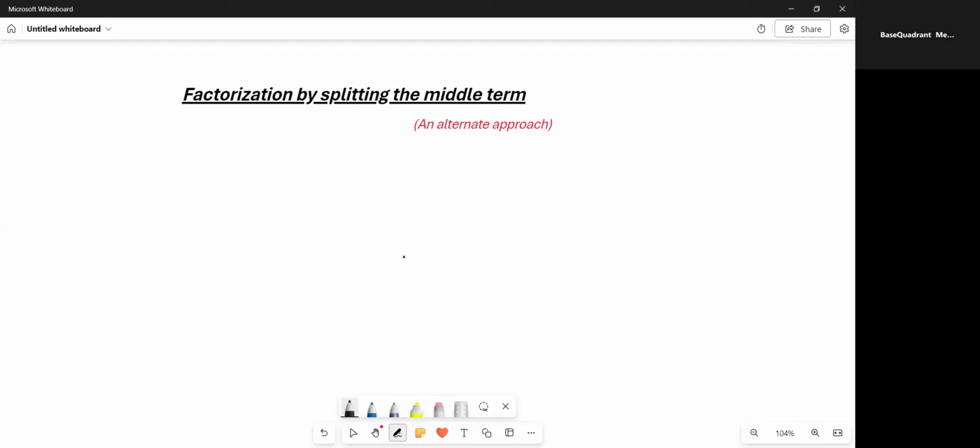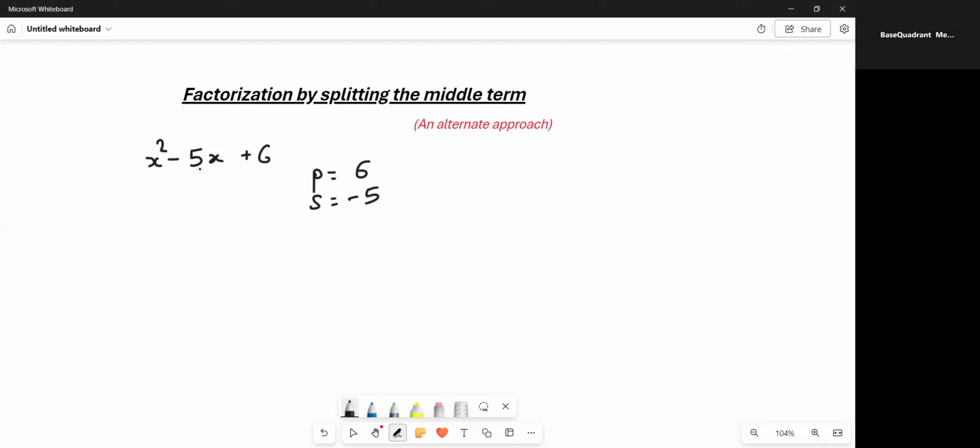Hi, you must be familiar with factorization of the trinomial by splitting the middle term. For example, factorize x squared minus 5x plus 6. These types of questions, right? Here, you know that we find the product first. The product is 6 and the sum is the middle term coefficient, that is minus 5, correct?